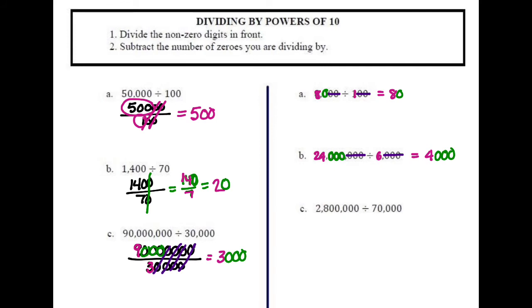Okay, last one. We're going to cancel out 4 zeros. So 1, 2, 3, 4. We have 28 divided by 7. So that's equal to 4. And then 1 0. So I have 1 0. Kind of cool, huh?